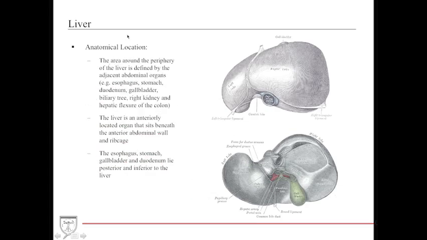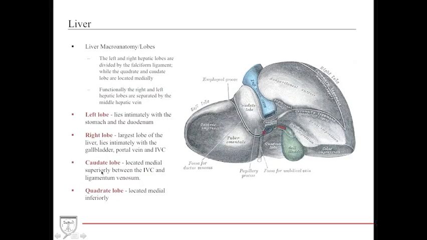So the liver is defined by the other adjacent abdominal organs, including the esophagus, the stomach, the duodenum, the gallbladder, the biliary tree, the right kidney, and the hepatic flexure of the large colon. The liver is an anteriorly located organ that sits beneath the anterior abdominal wall in the rib cage, as well as the esophagus, stomach, gallbladder, and duodenum that lie posterior and inferior to the liver.